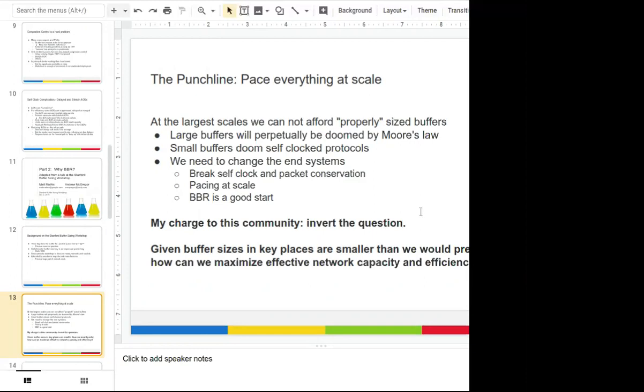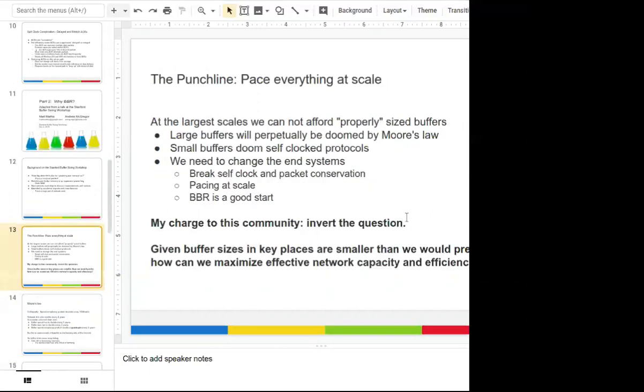Small buffers doom self-clock, and we need to change the end systems. We need to break self-clock, and we need to go to pacing at scale. And BBR is a start. And so my question to the community is not how do you measure the size of the buffers or the buffers needed. It's, given a buffer size, how do you construct the end systems to fit within those buffers?